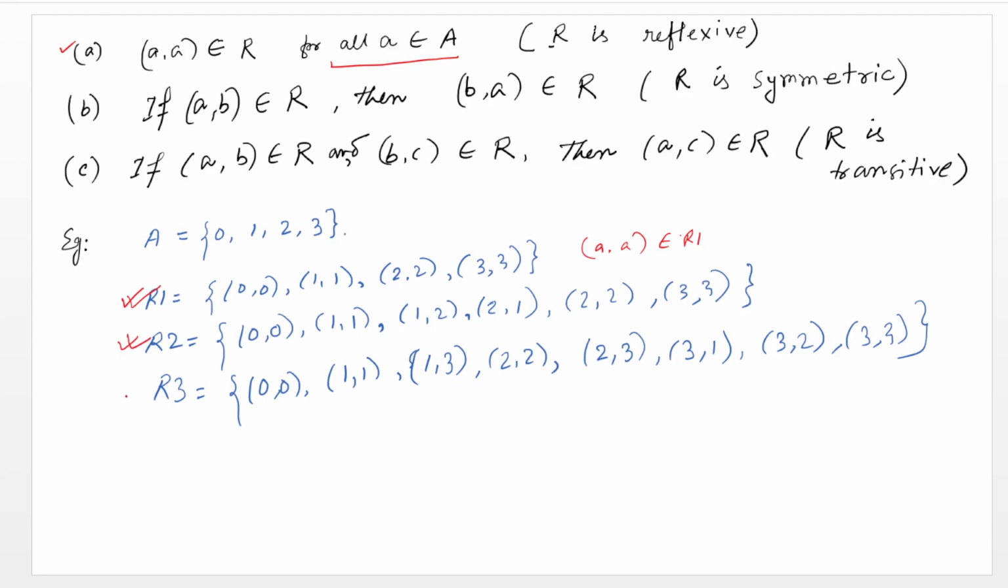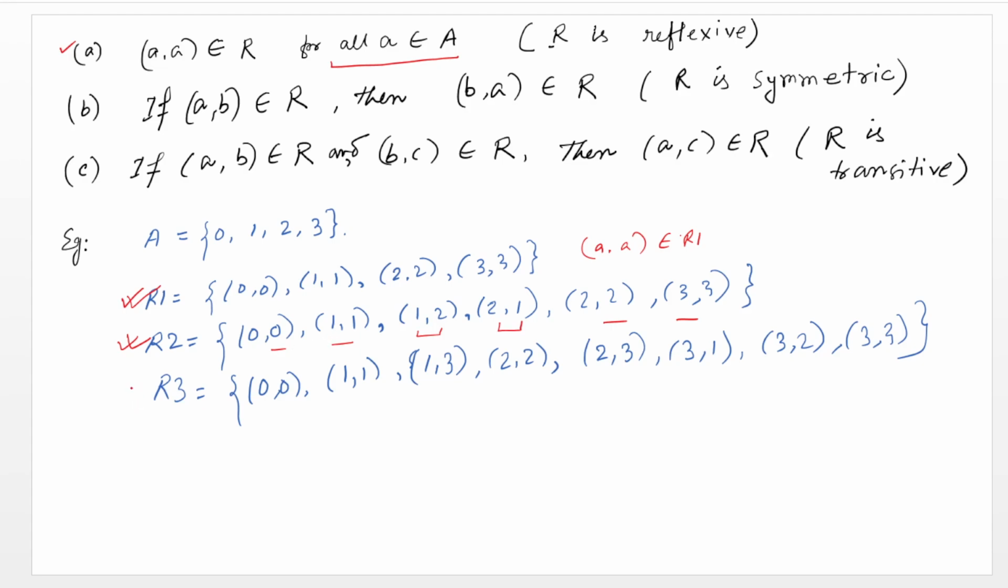Similarly, the relation R2: (0,0), (1,1), (2,2) and (3,3). All these satisfy the reflexive property, and (1,2) satisfies: if (A, B) belongs to relation R, then (B, A) should be in the relation. So (1,2), similarly (2,1). These two satisfy the symmetric property. So all these ordered pairs satisfy reflexive as well as symmetric properties. So obviously R2 is also an equivalence relation.